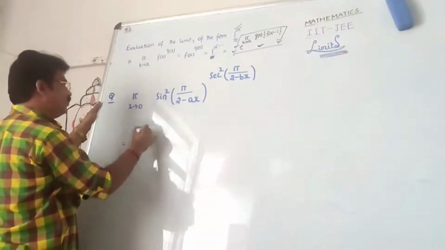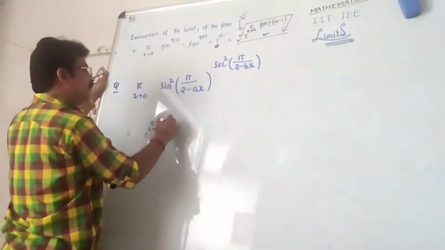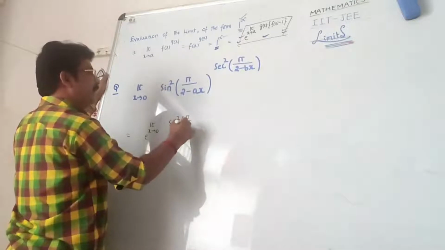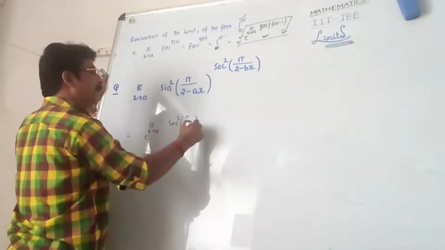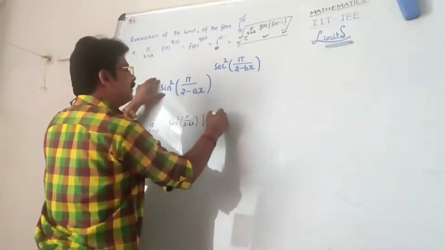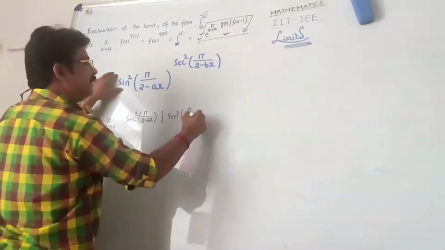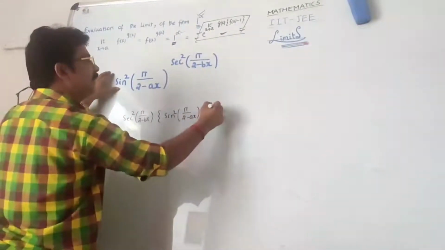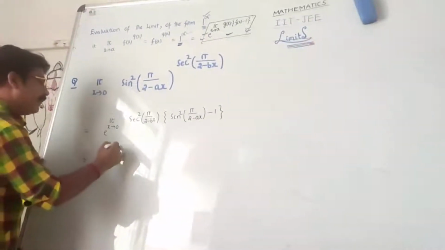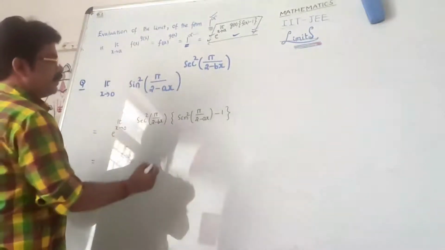limit x tends to 0, g(x) means it is secant square of (π/2 minus bx) into f(x) minus 1. f(x) means sine square of (π/2 minus ax) minus 1, just like that. Okay, that is equal to e to the power of limit x tends to 0.